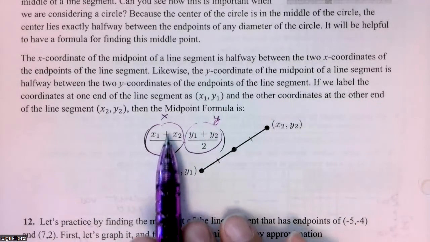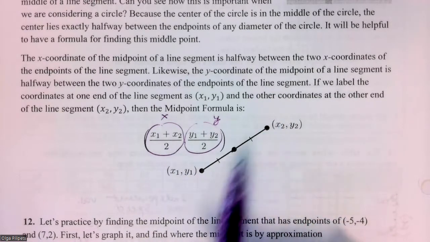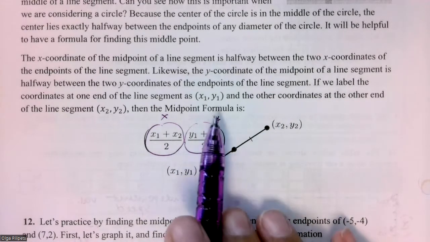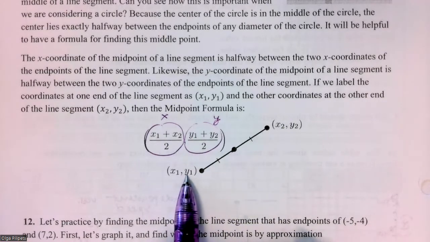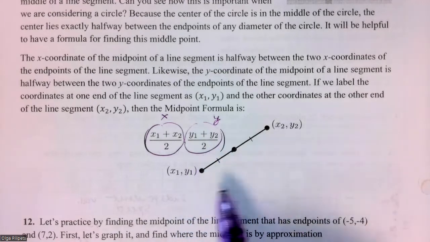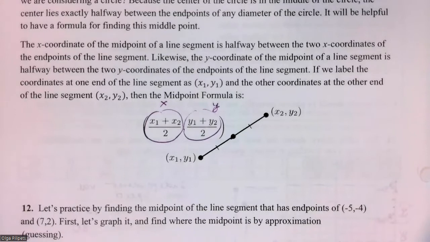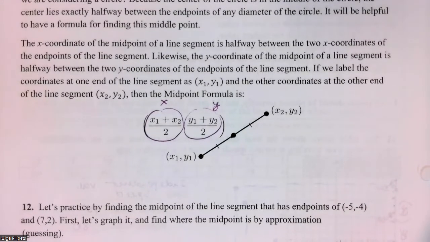As you can see, the x-coordinate is the average of x1 and x2, and the y-coordinate is the average of y1 and y2. So they're the averages. You basically have to average out the x values and average out the y values.